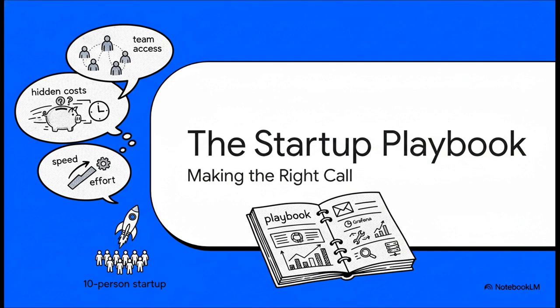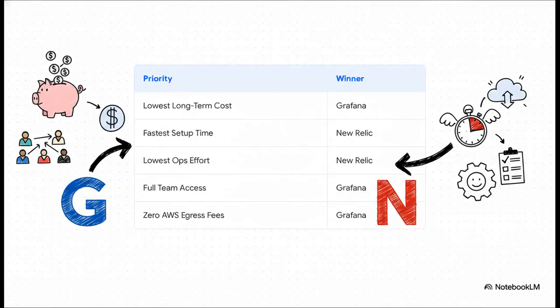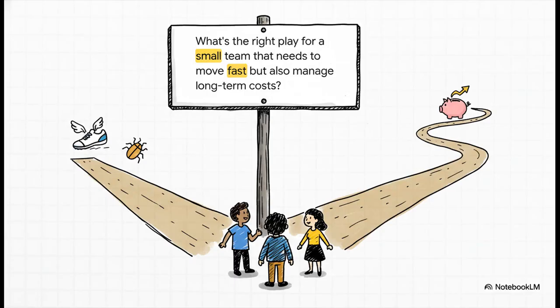Well, let's build a little playbook. This decision matrix kind of clarifies things perfectly. If your absolute number one, top priority is the lowest possible long-term cost, giving your full team access and paying zero egress fees, Grafana is your clear winner, no question. But if you prioritize speed, getting set up today, and minimizing the operational headache for your team, New Relic definitely takes the lead. So what does all this mean for our startup? They need to find bugs right now, but they also can't afford a massive bill or a debugging bottleneck 6 months down the road. They need a strategy that understands both of those realities.